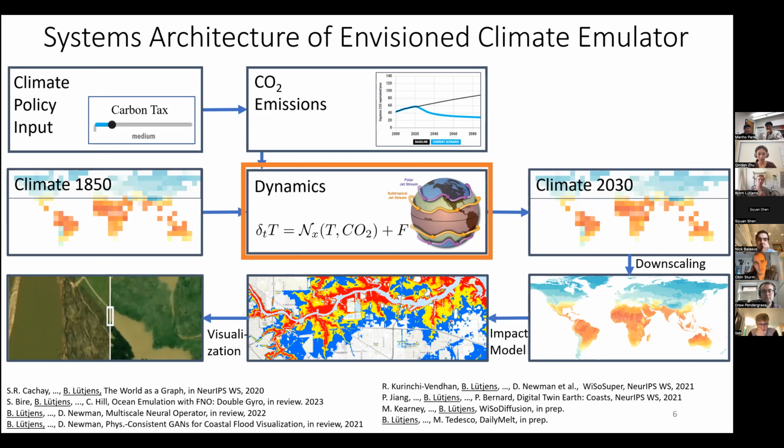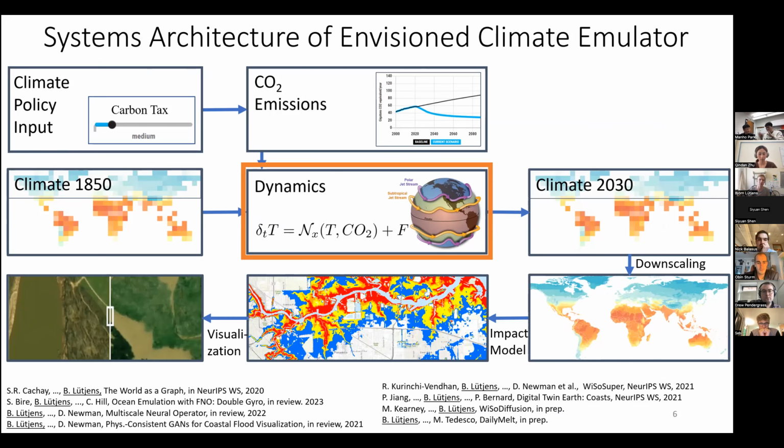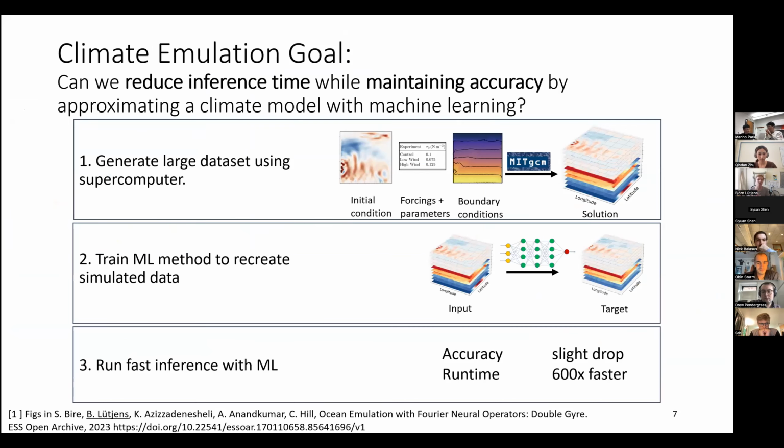So my work thinks about, along this vertical, how we can integrate machine learning to speed up each component in here. Today, we're going to focus specifically on speeding up the component of the dynamic core of the climate model. We call this climate emulation. Specifically in climate emulation, the goal becomes, can we reduce inference time while maintaining a specified amount of accuracy by approximating the climate model with machine learning?